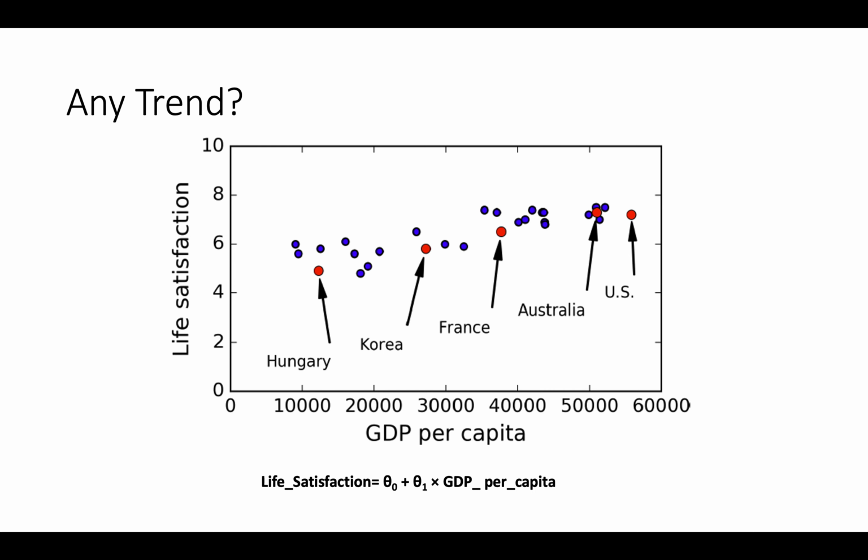So let's decide that the model life satisfaction is a linear function of GDP per capita. And this step is called model selection. This is what we're doing now. We're selecting a model. We selected a linear model of life satisfaction with just one single attribute, GDP per capita. And this is an important step. Model selection is important.